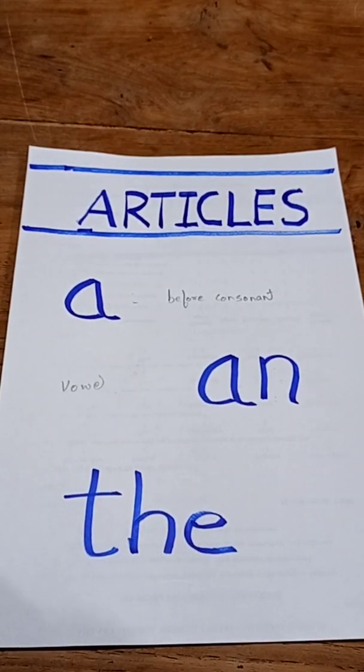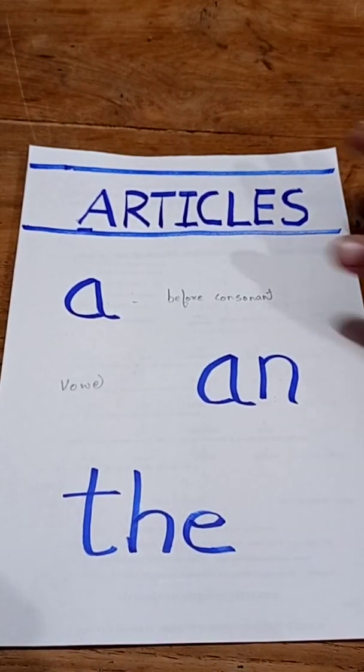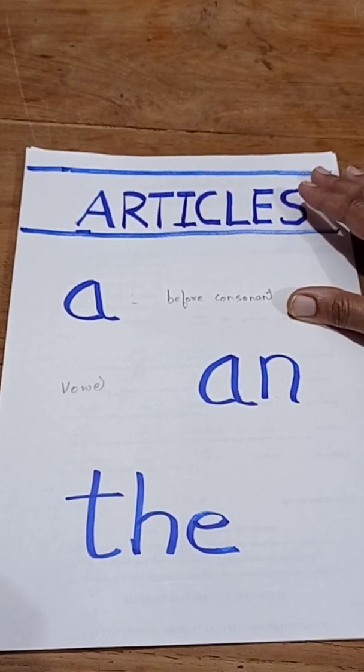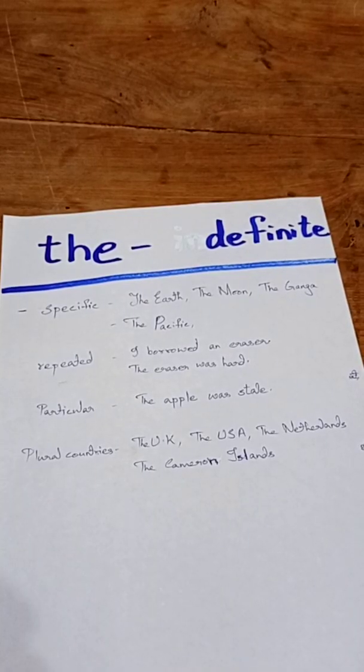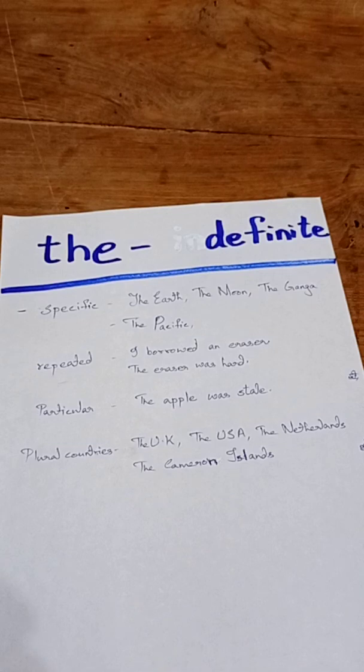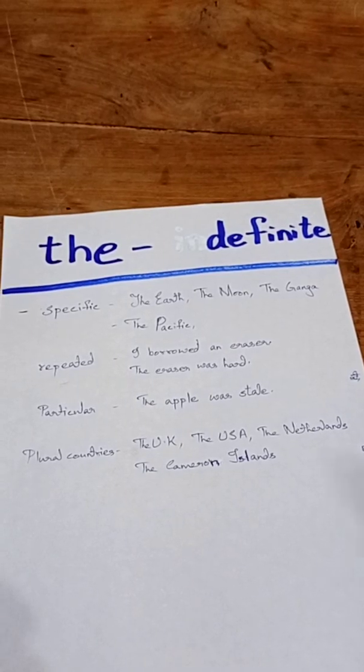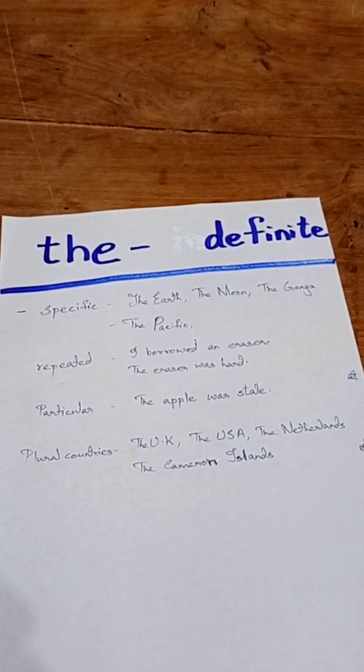Article. Which is the definite article? The. The is the definite article. It is specific. It is used when the noun is repeated, or when you are particular about an object, and it is used with the plural form of countries or regions. Let us learn this in detail with the help of this chart.